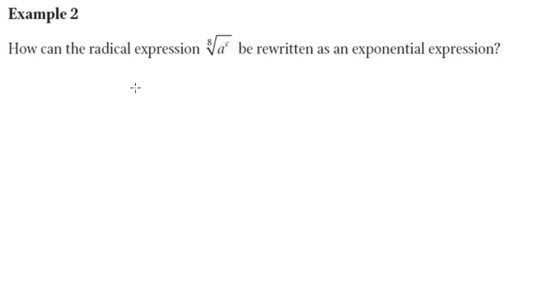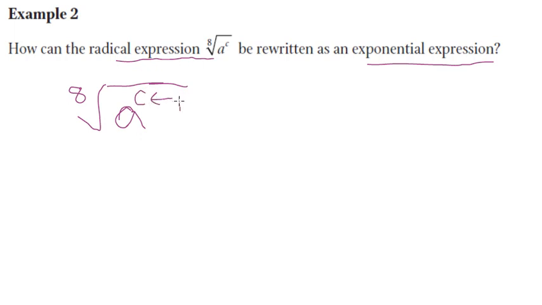Example 2 here gives us a radical expression, and it wants us to write it as an exponential expression, which just means using an exponent. When we look here, we have the 8th root of a to the power of c. So this right here is going to be our power, this is going to be our base, and our index is our root.